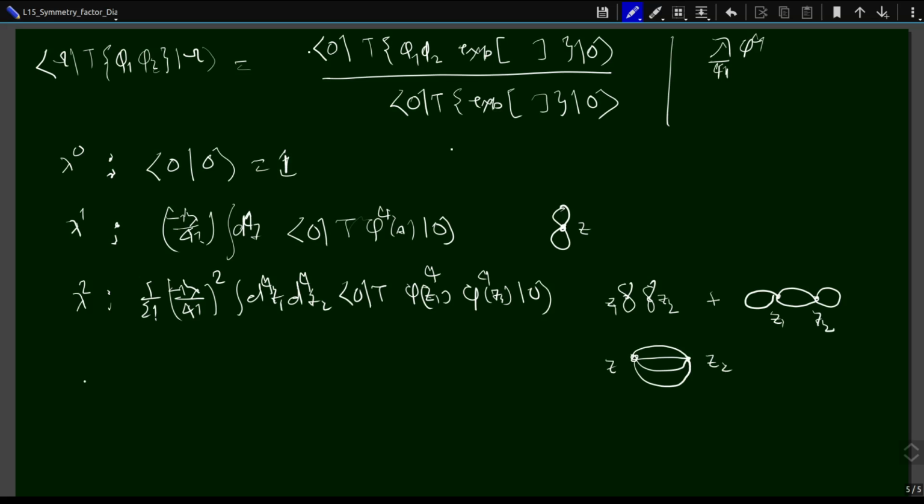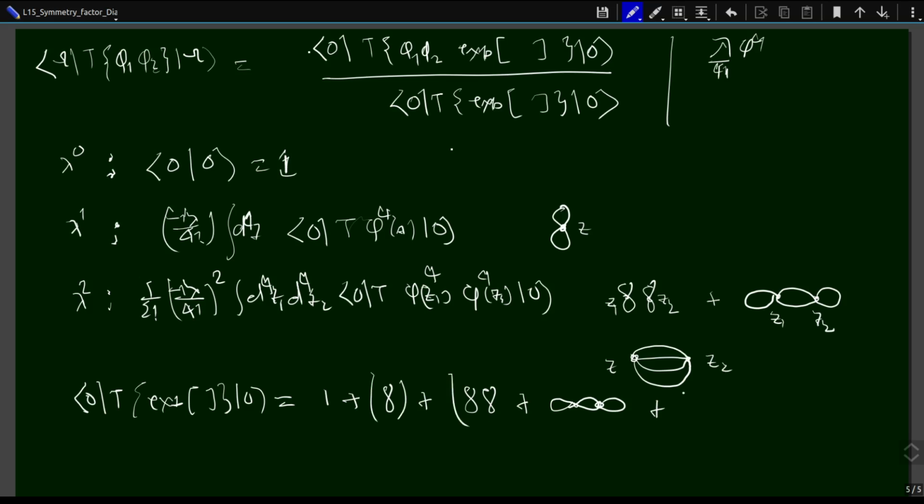So I can just write diagrammatically the time-ordered product of this exponential thing in the denominator as 1 plus this plus this plus this. So I will write brackets to indicate the same order thing. Plus higher order. So this is the guy sitting in the denominator.